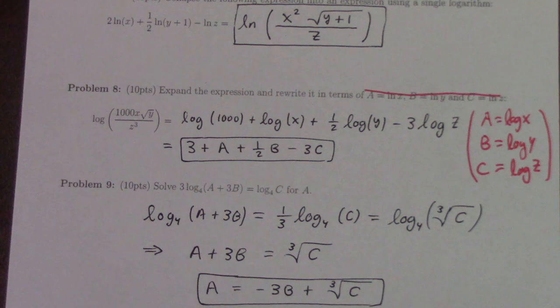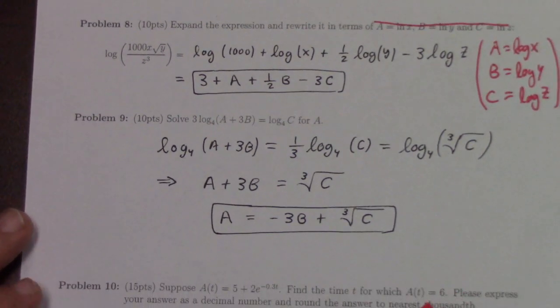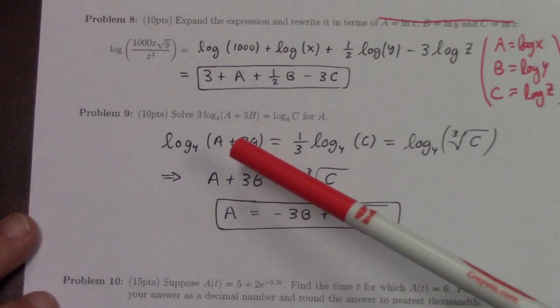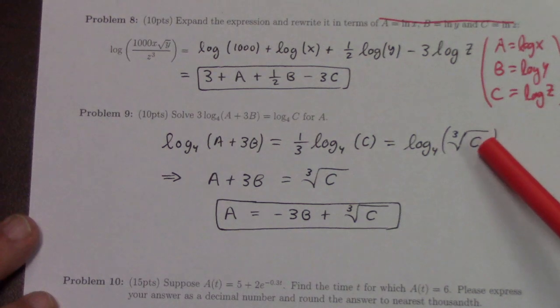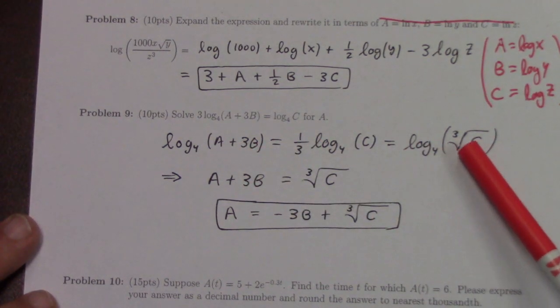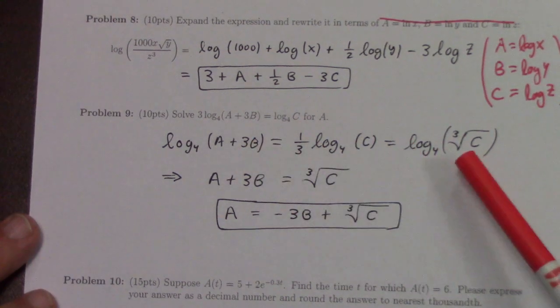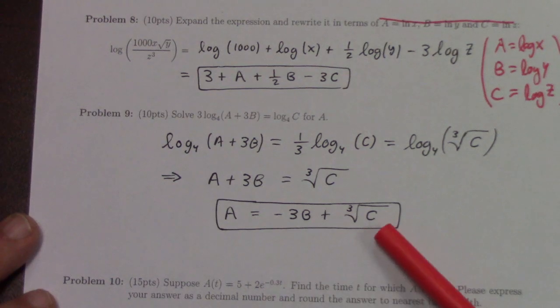Now, let's see here. Furthermore, the next problem, what I do? I divided by 3, which gave me 1/3. Then I put the third into the cube root, so I've got log base 4 of a plus 3b equals log base 4 of the cube root of c. And then 1-to-1 property for log base 4 gives me this. And then subtract 3b to the other side. There's your solution.